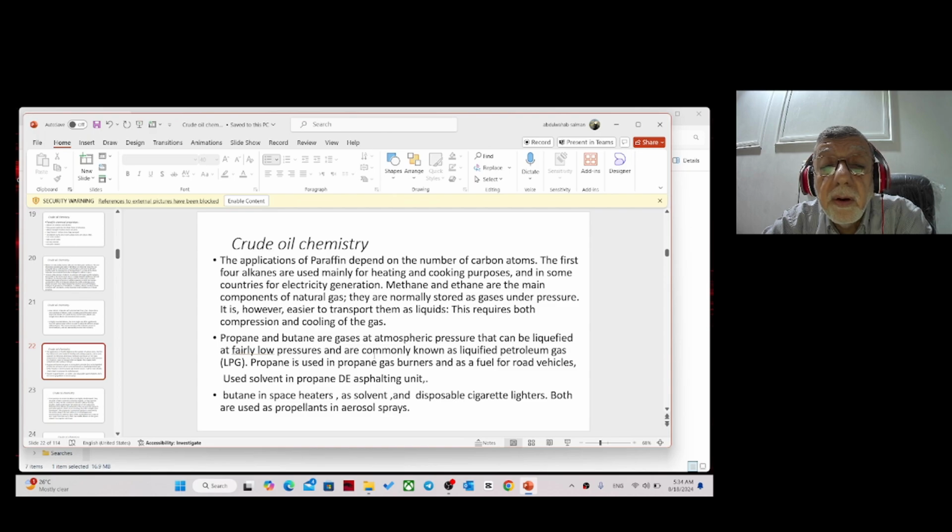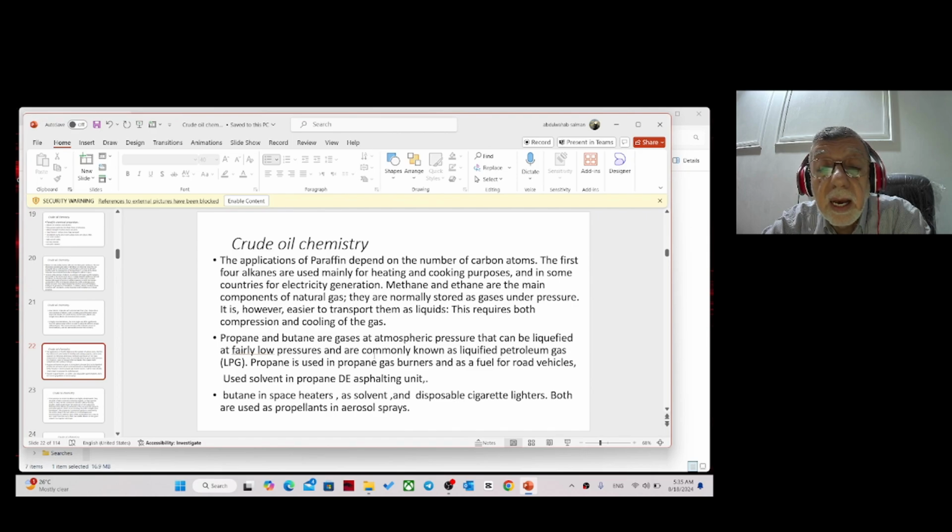The application of paraffin depends on the number of carbon atoms. The first four alkanes are used mainly for heating and cooking. That is, the gases C1, C2, C3, C4 are used for heating, cooking purposes, and in some countries for electricity generation, in gas turbines to generate power.